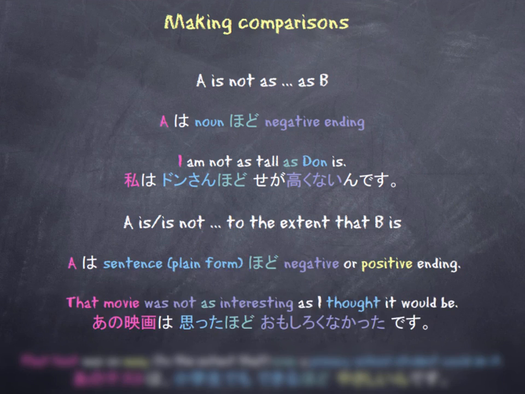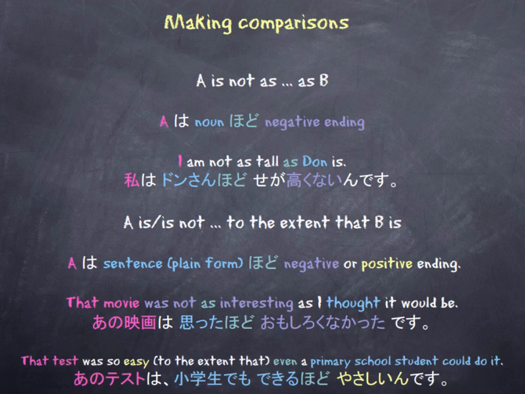For example, that movie was not as interesting as I thought it would be. あの映画は思ったほど面白くなかったです。So what we have here is the subject of the sentence is that movie, あの映画. Now a sentence in plain form is simply 思った, thought. And our verb is not only in plain form, but it's in past tense also. Then we've got hodo, which indicates that we're comparing something. And then we finish with 面白くなかった, was not interesting.